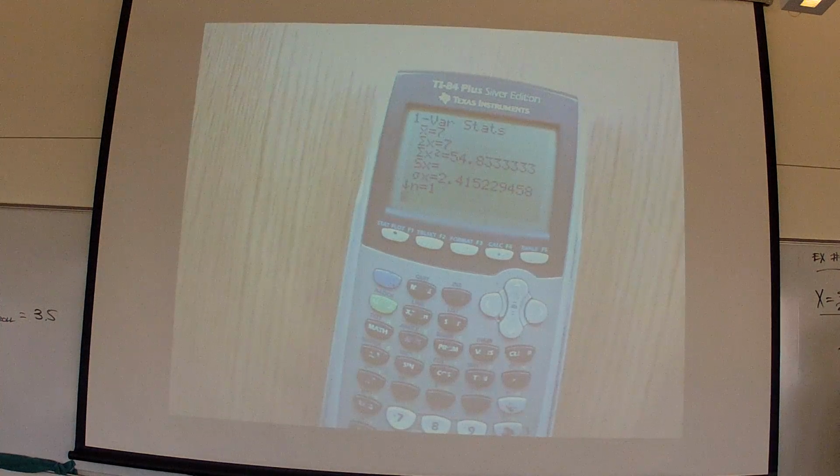There's no sample standard deviation because this isn't a sample. This is the entire population. How does the TI know that? Is it just that smart? No. There's a mathematical reason how it knows it.